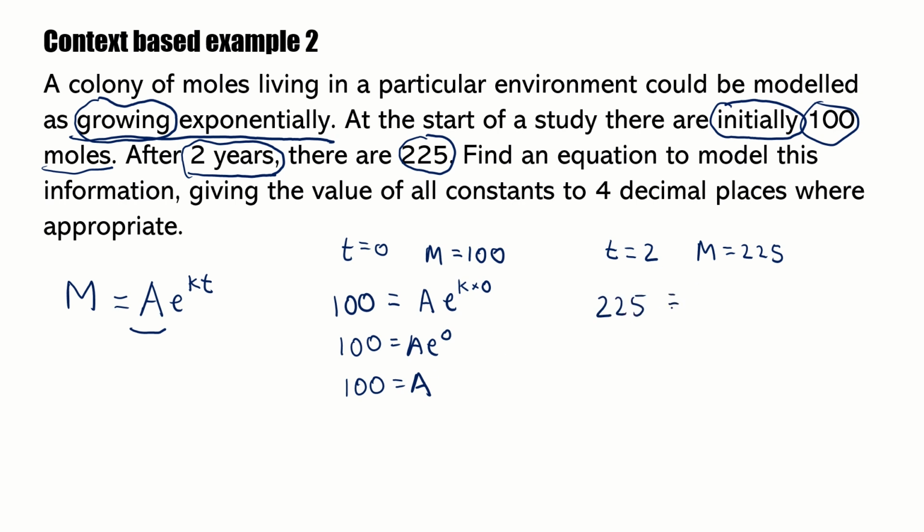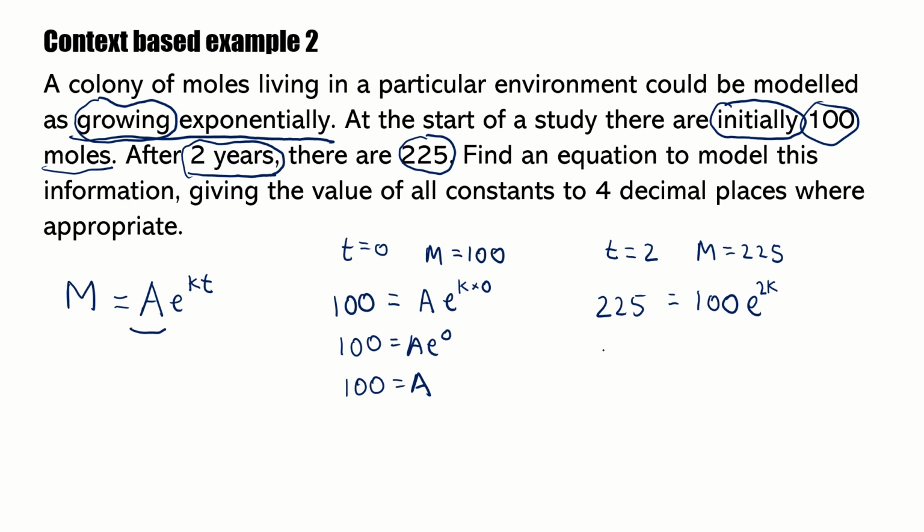We now know the value of a, so I'm not going to write a, I'm going to write 100 in place of it. We have e to the k, which we still don't know the value of, times t, and this time we have 2. So 2 times k would be 2k. All we've got to do now is solve this equation to find the value of k.